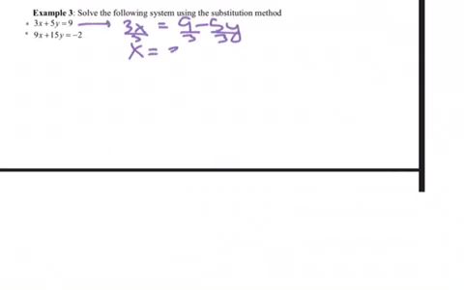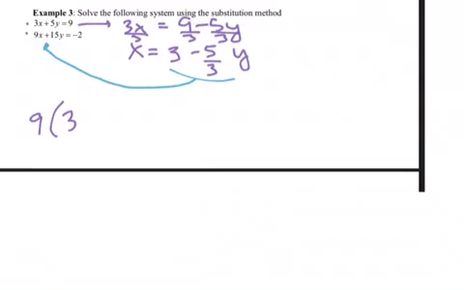So that leaves me with x equals 3 minus 5 over 3y. So I can take this and plug it in for x in the second equation. So I've got 9 times (3 minus 5 over 3y) plus 15y is equal to negative 2.